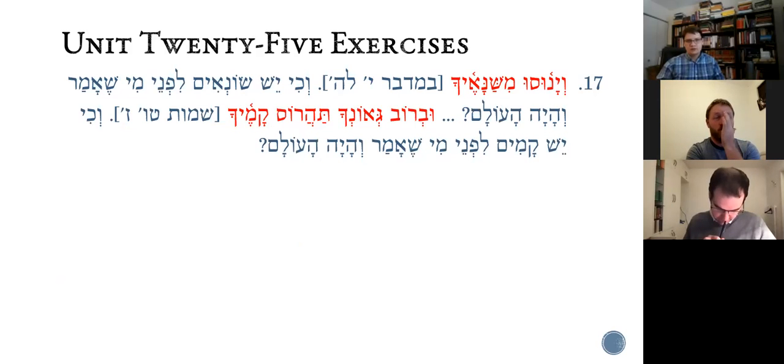17. V'yanusu mishana'echa. Is that right? Mishana'echa? Numbers 10:35. It's supposed to be sone'echa, I think. Yeah, that's not right, that's for sure.